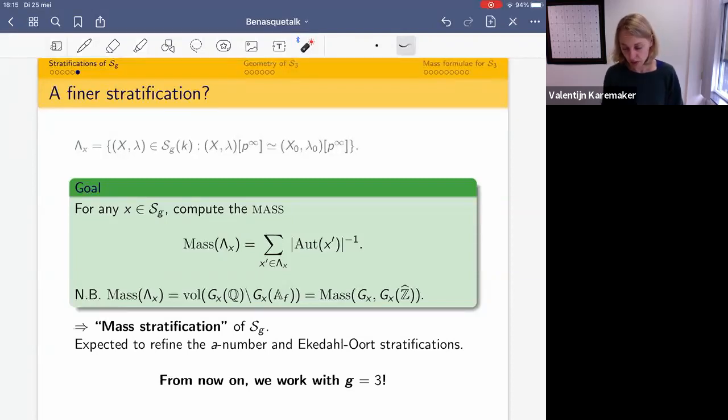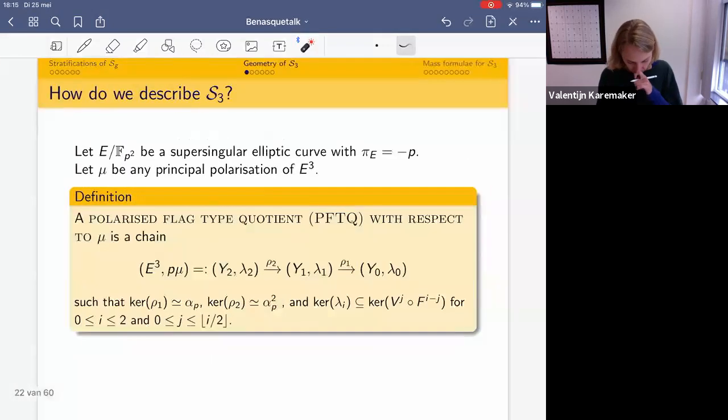Right, so we'll do g equals 3, but before I get to the actual expressions for the mass, I'm going to tell you a bit more about the geometry of the moduli space S3, because we'll be using that in our computations. So that is the second part. If there are any more questions, please feel free to ask. Okay. So right, how do we describe the geometry of S3? That's what we start doing here.